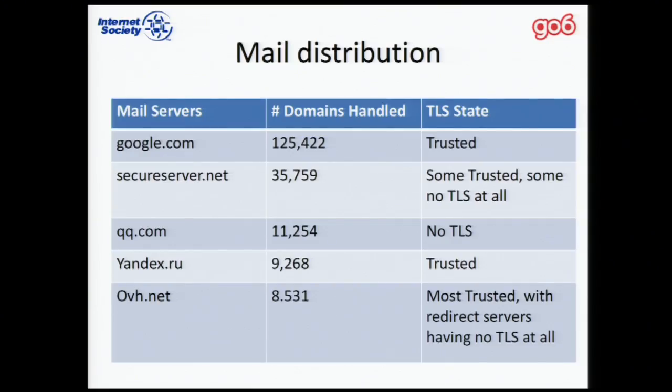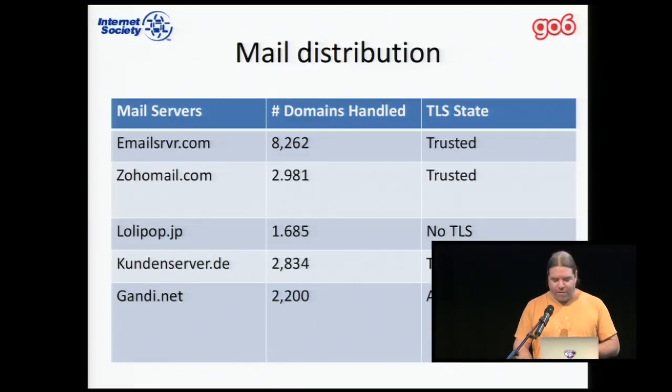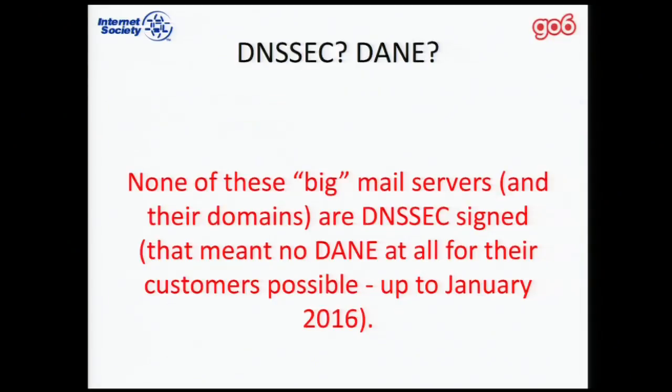Okay, so mail distribution. Google.com, they are getting a lot of domains. SecureServer.net, QQ.com, Yandex, emailserver.com, Zoho Mail, Lollipop, Condor Server, Gandhi, all this stuff. Some of them are using trusted certificates, some of them are not using TLS, some of them are using self-signed or anonymous certificates and things like this. But the problem is that none of the top 10 biggest email servers on the internet are DNSSEC signed. Their domains are not DNSSEC signed.